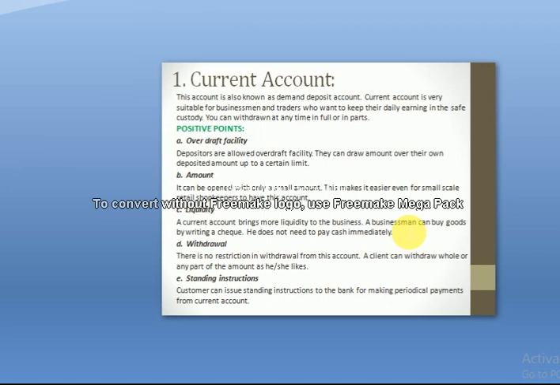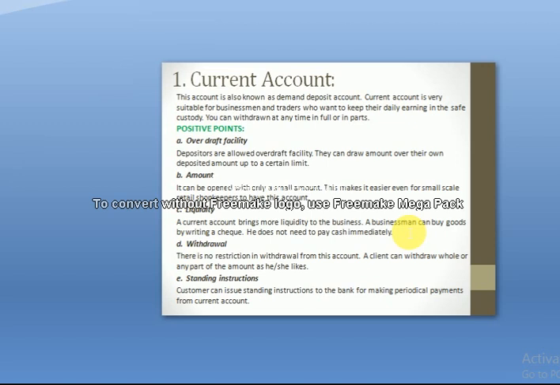So mostly these accounts also usually do not carry any limit on the number of transactions which can be made, and there are no restrictions on the amount you are drawing or withdrawing. Yes, you can withdraw the amount up to your deposits. Clear? So that's why these accounts are also known as current accounts and demand deposit accounts.